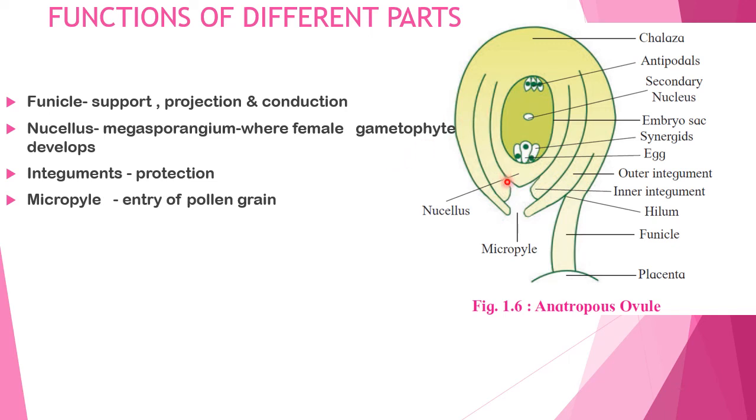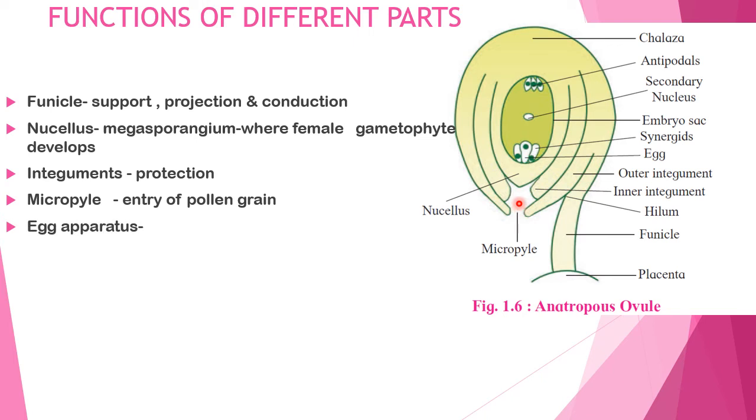Then the micropyle. This is the micropyle. Through that the entry of the pollen takes place. The pollen tube will be entering through this, not the pollen grain, more correctly the pollen tube carrying the male gametes. That will be entering through this micropyle.